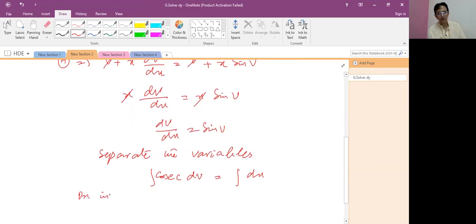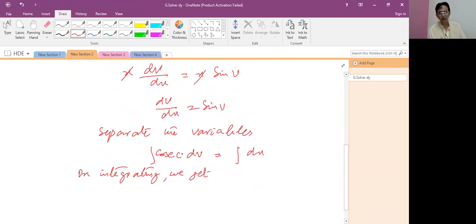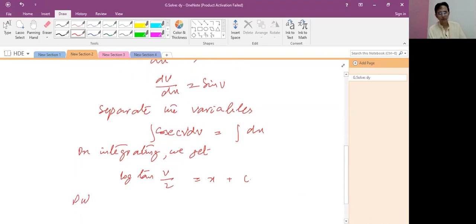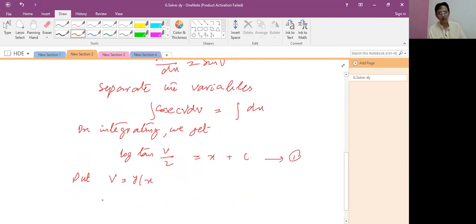Now on integrating we get the integral of cosec v, student, you know very well, it is log of tan v upon 2, which equals log x plus c. So when we put here, student, what is v? Put v equals y upon x in equation 1, so we get log of tan of y upon x whole upon 2, which equals log x plus c.